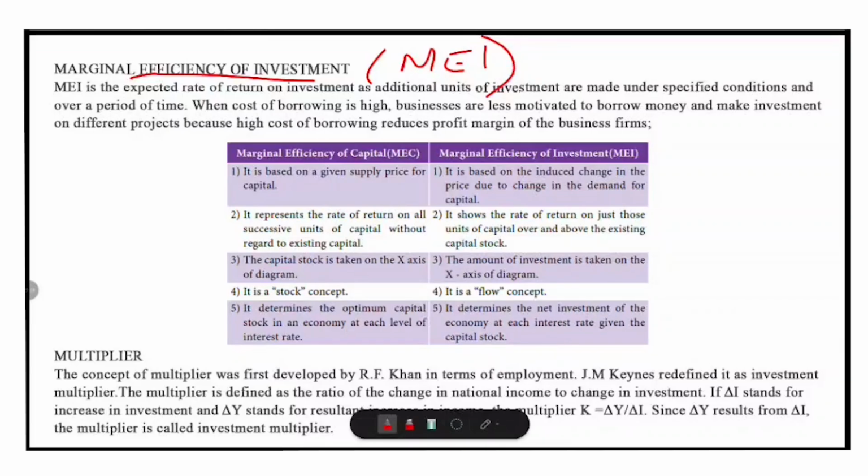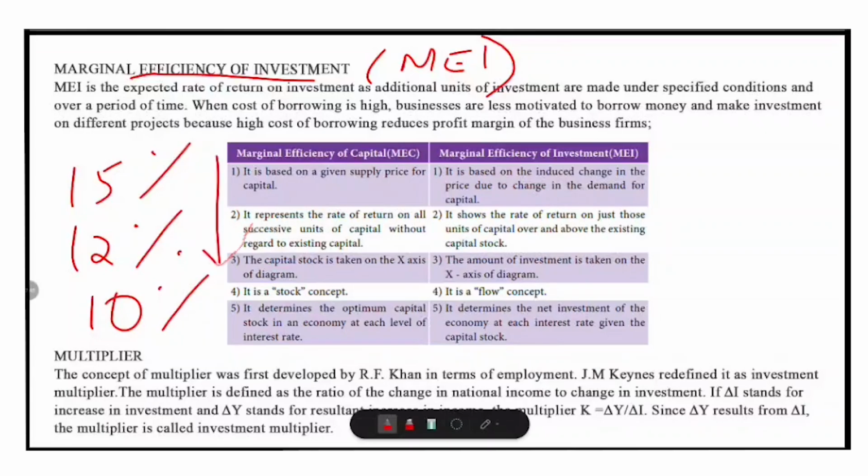In simple words, MEI tells us how profitable each extra rupee of new investment will be. For example, suppose a company plans to buy new machines. The first machine gives 15% returns. The second machine gives 12% returns, and the third machine gives 10% returns. This shows that as more and more investment is made, the expected returns keep falling. That downward pattern is called the marginal efficiency of investment curve.